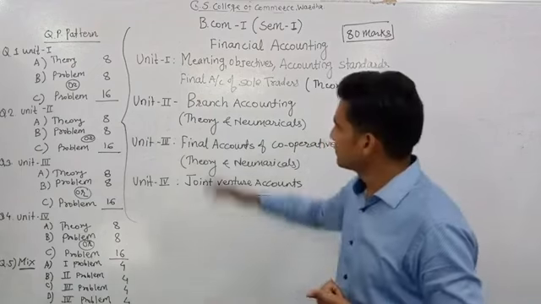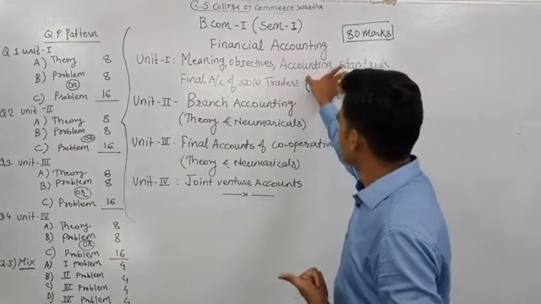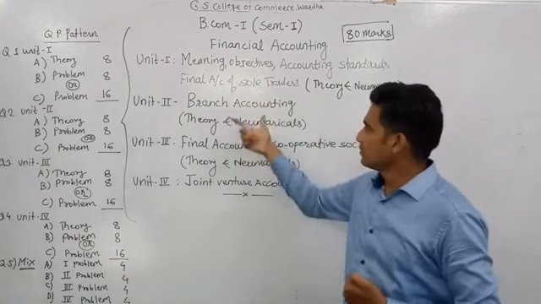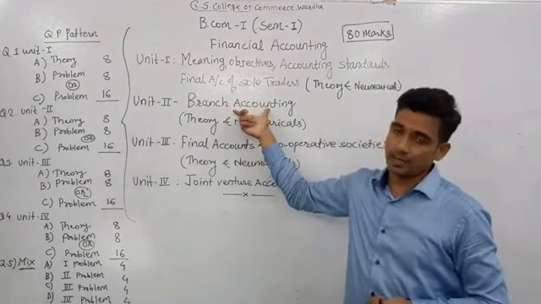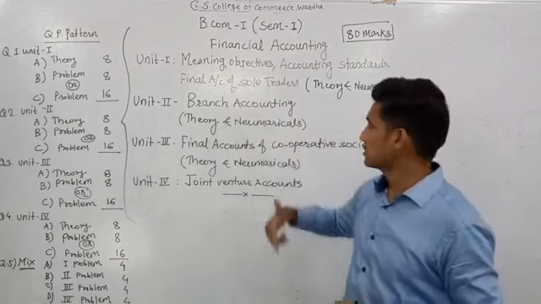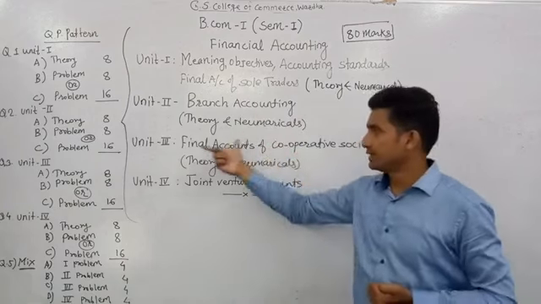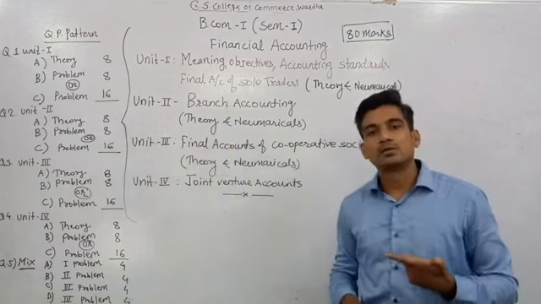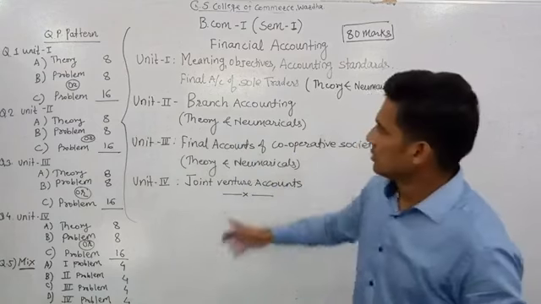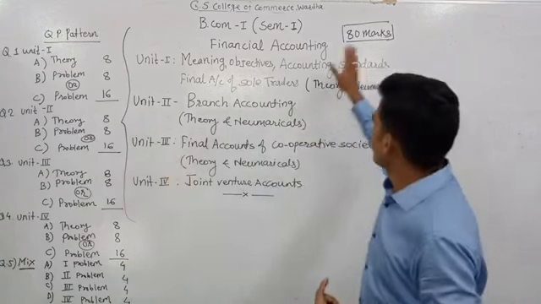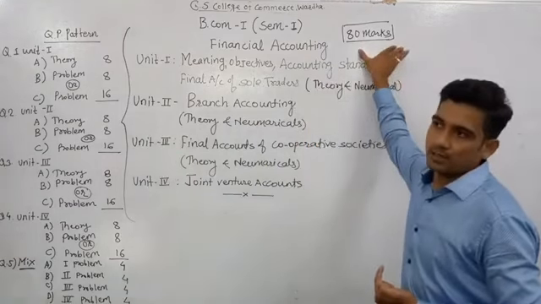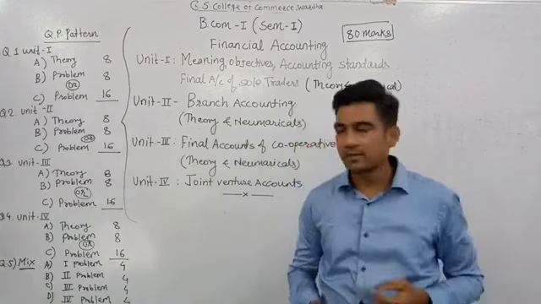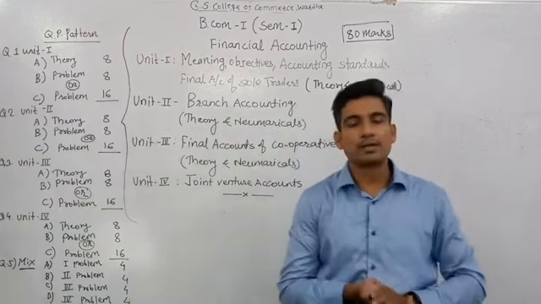So again summarizing, the first unit is about theoretical approach, mainly accounting standards and final accounts of sole traders. The second unit is a new one this year. It's branch accounting, excluding foreign branches. Final accounts of cooperative societies is unit number 3, and joint venture accounts is unit number 4. Each unit will have a uniform weightage of 20 marks. 20 multiplied by 4 units, you will have 80 marks.